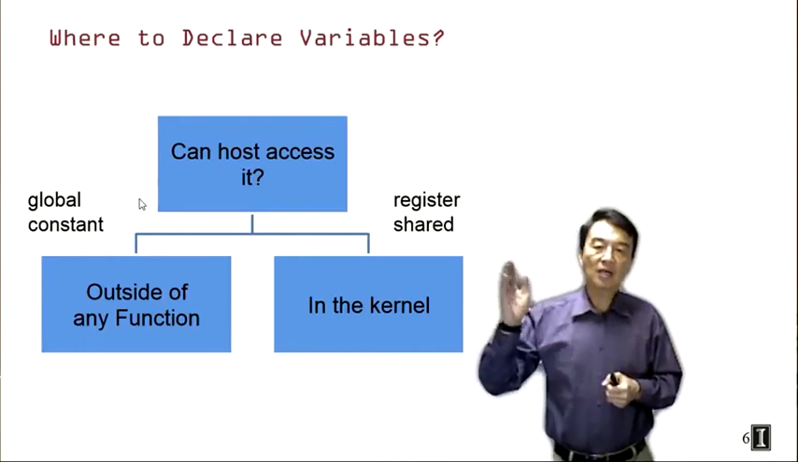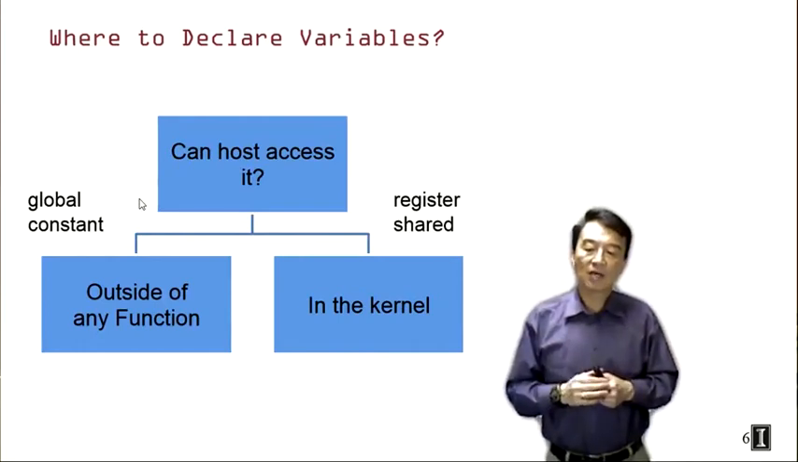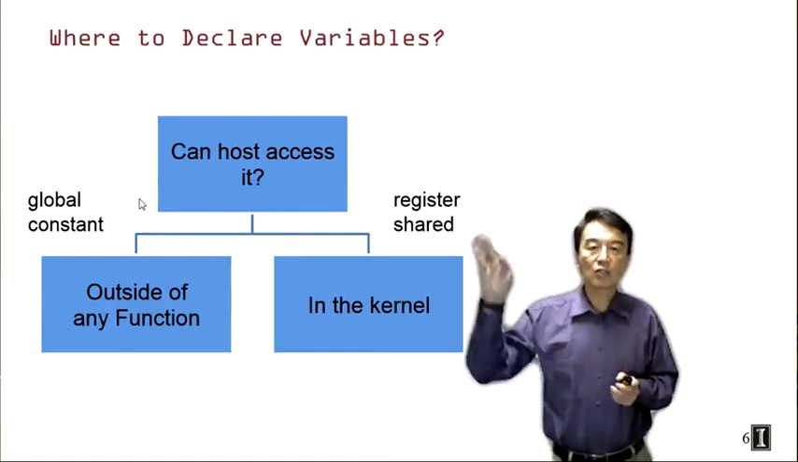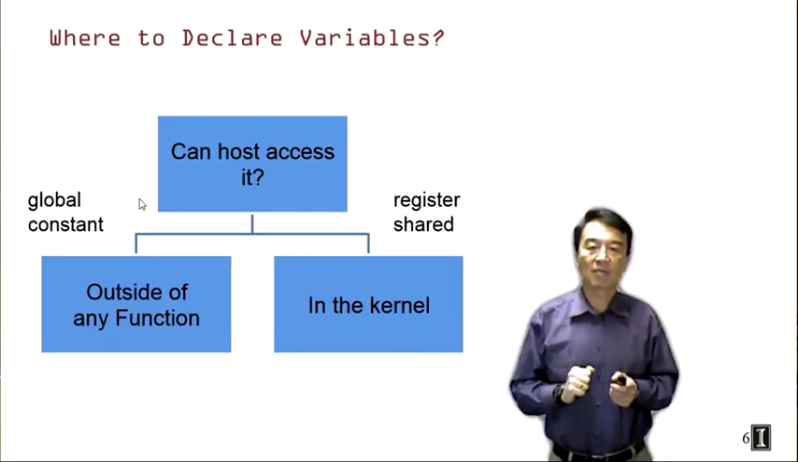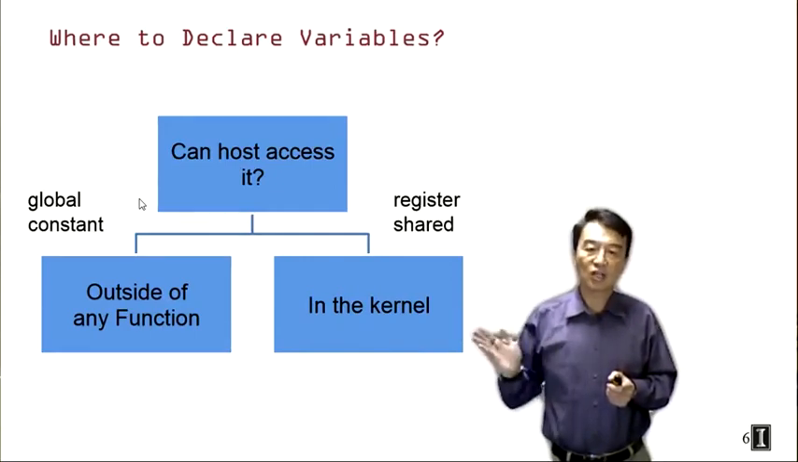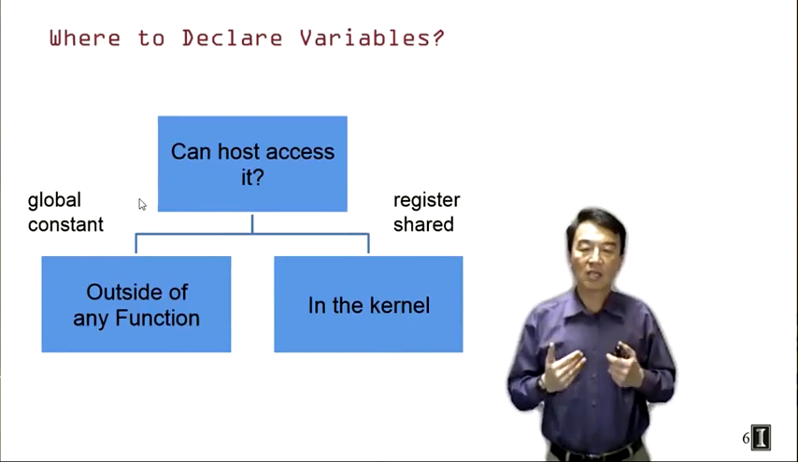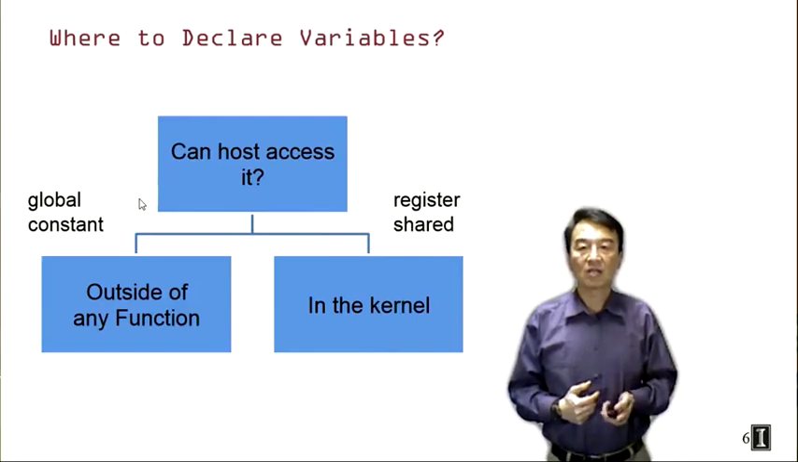Whereas, on the other hand, if the host code does not need to access those variables, in this case the register variables and shared memory variables, then you should declare them in the kernel. So we will see that these declarations will indeed be in the kernel in our code.